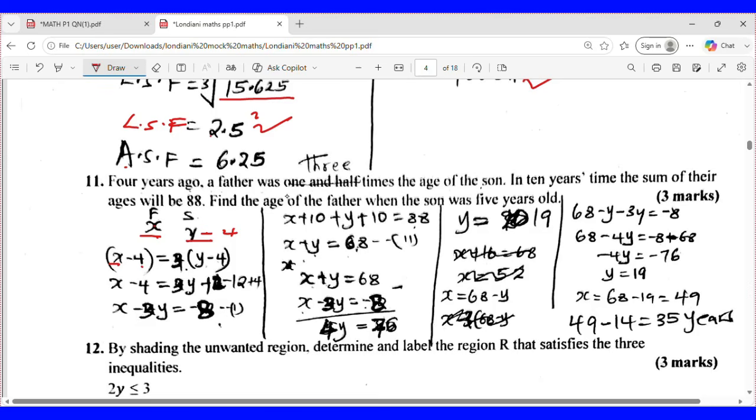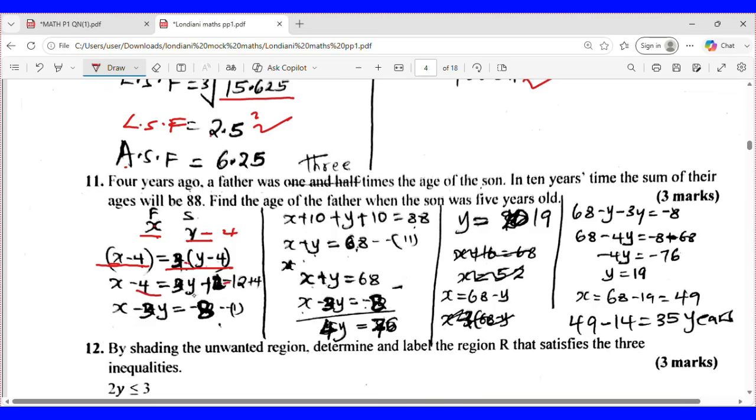So how can we make the age of the son equal to that of his father? We multiply by 3, because the father is 3 times the son. To balance this, the age of the father 4 years ago is equal to the age of the son 4 years ago multiplied by 3. Now we get a balanced equation, because the father was 3 times the son. Therefore, x minus 4 is equal to 3y minus 12.